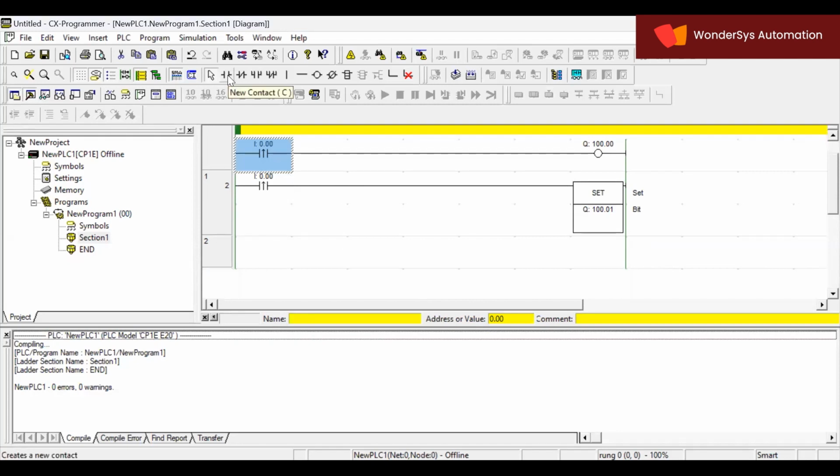We want to set the reset button, ma'am. Whenever you're using set, it is mandatory you have to use a reset. Set and reset go together in the program.